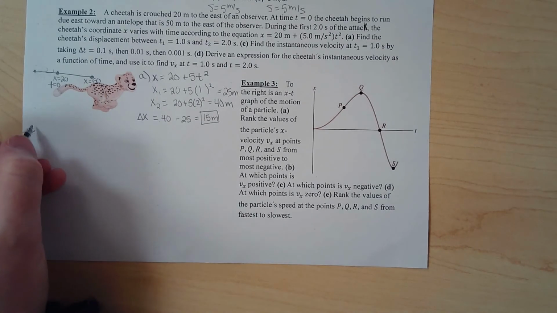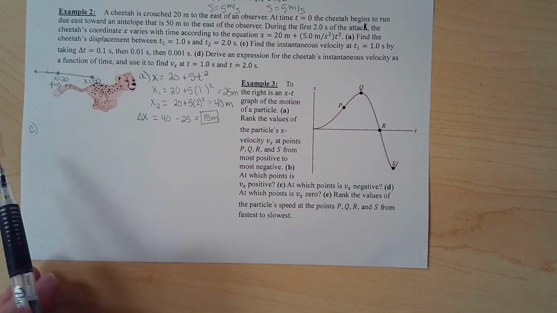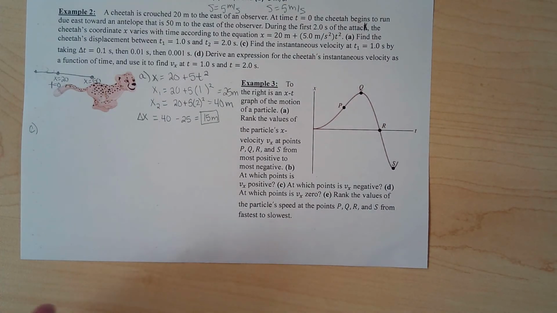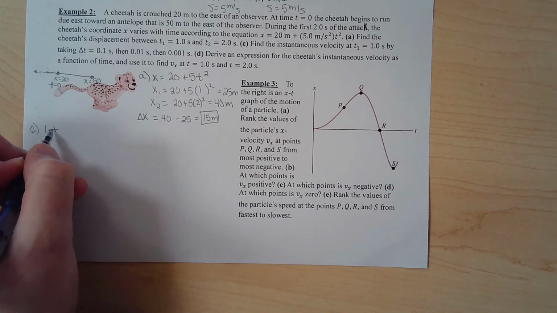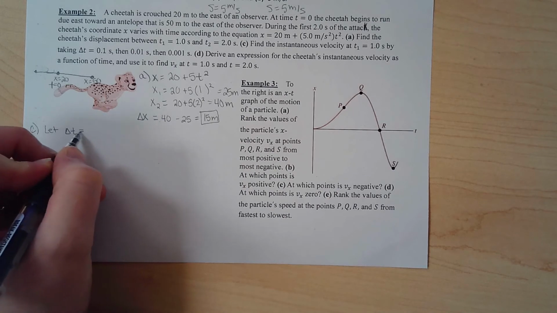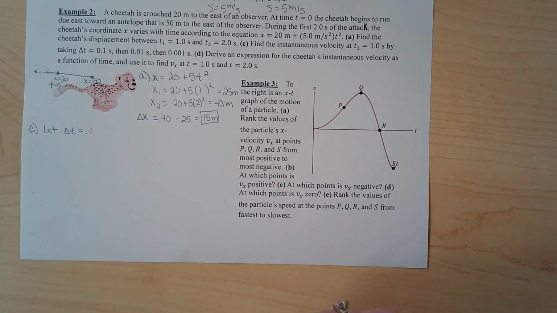Okay, I'll probably end the video, or at least take a pause on the video after this one. We need to find the instantaneous velocity at 1 second by taking delta t to be 0.1, and then delta t to be 0.01, and then delta t to be 0.001 seconds. So we're going to find his instantaneous velocity, not his average velocity. So the first thing we're going to do is we're going to let delta t equal 0.1.